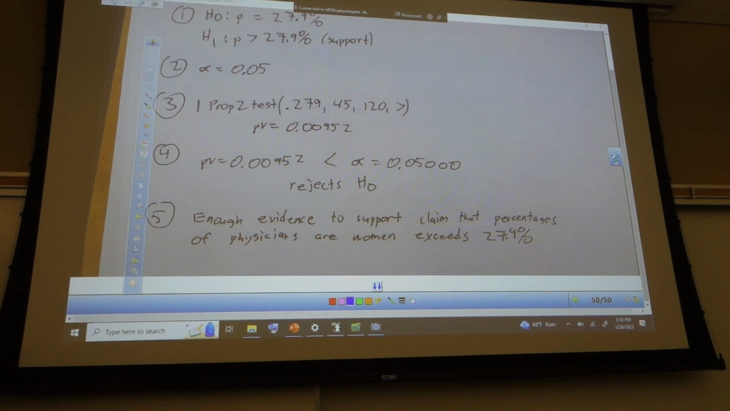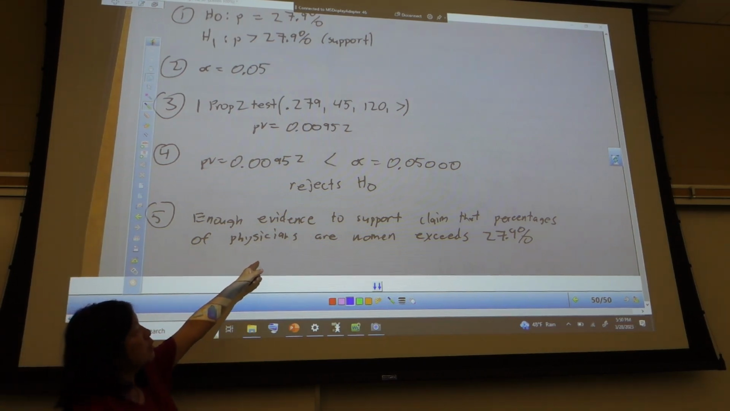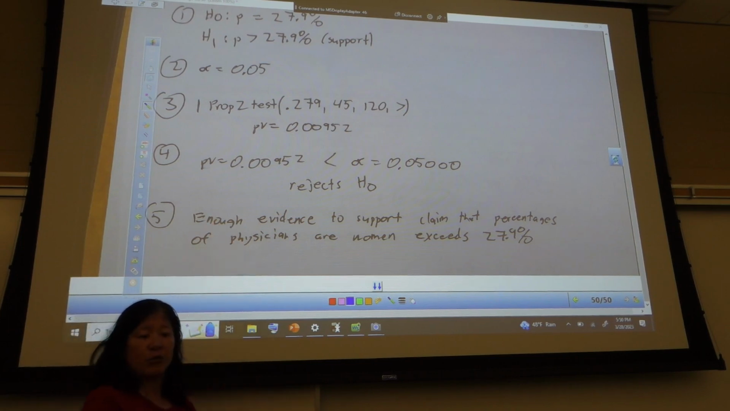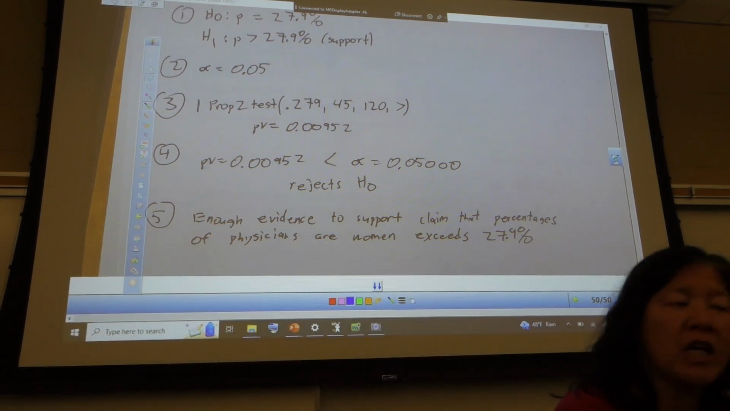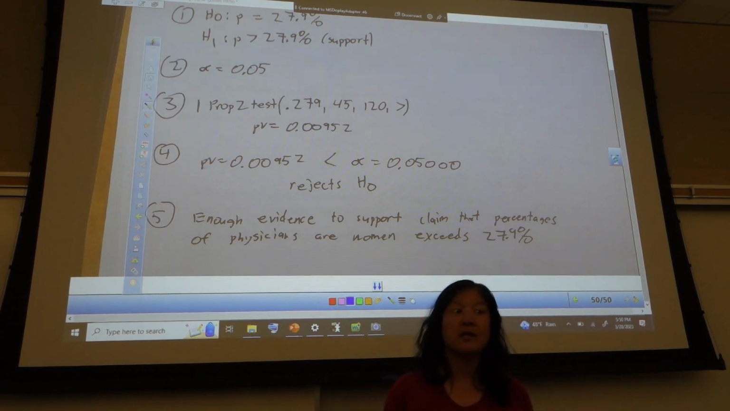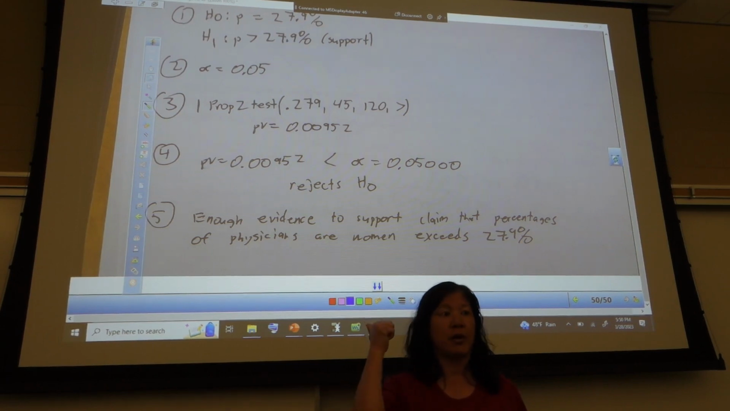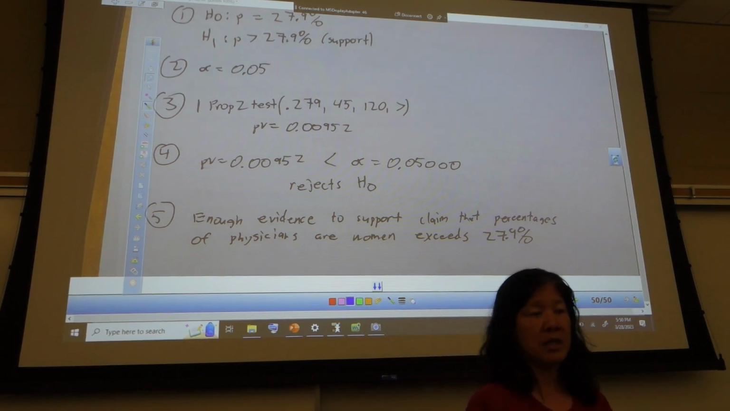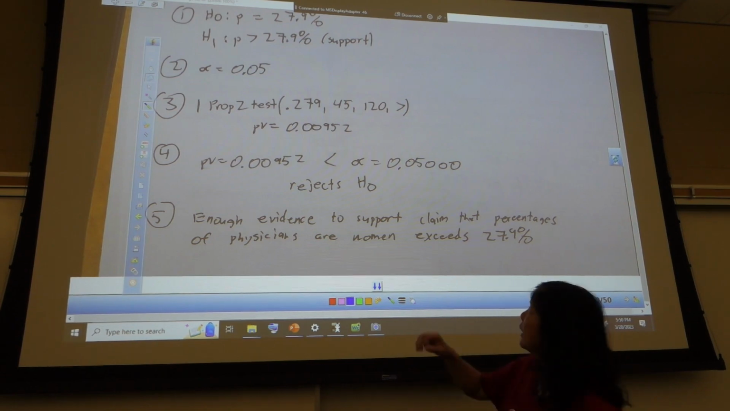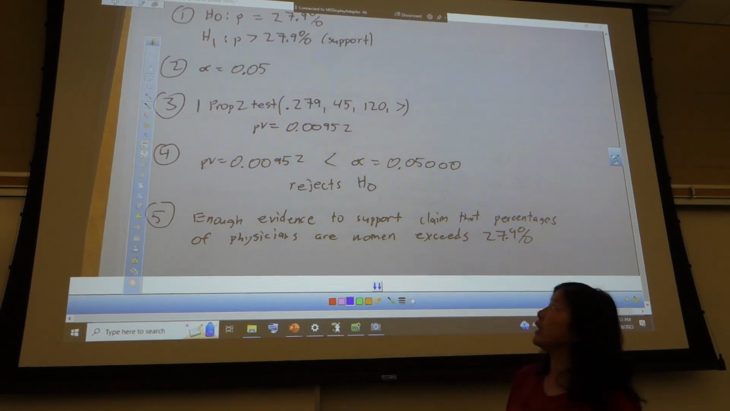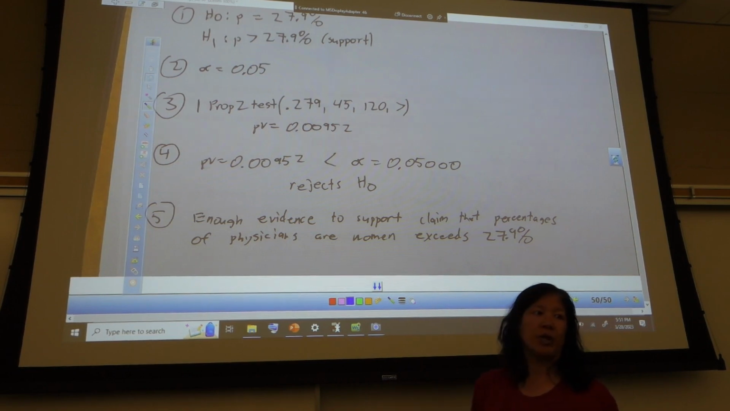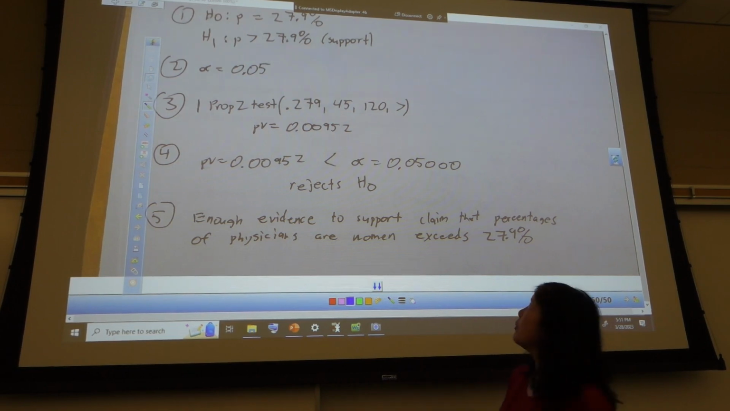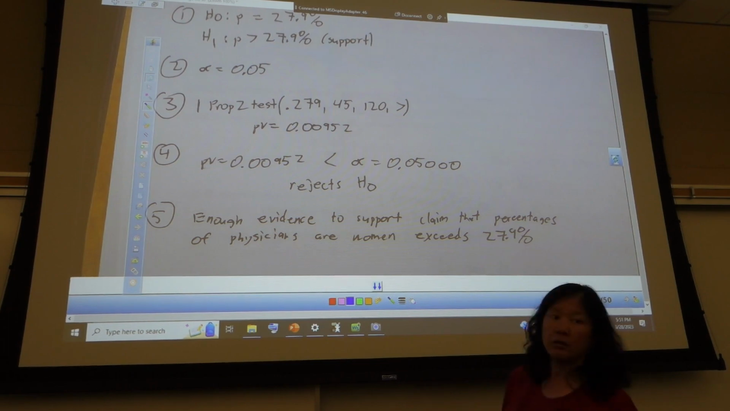We're only trying to get more than that though? Right. We're trying to say that it's more than. We're trying to see if the p-value is unusual or not. What's our general guideline for unusual? Less than 5%. 5% or less. So if it's alpha or less, it's unusual, and I'm going to reject the null hypothesis. Does that make sense? Now our claim is that it exceeds. 45 out of 120 is way bigger than 27.9%. If you look it up, it's probably in the neighborhood of 40%.